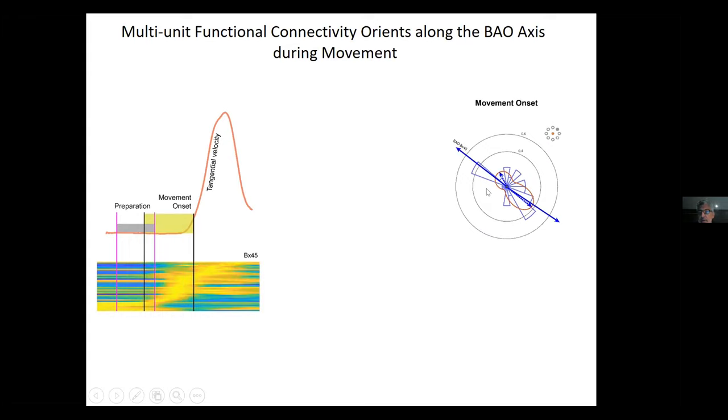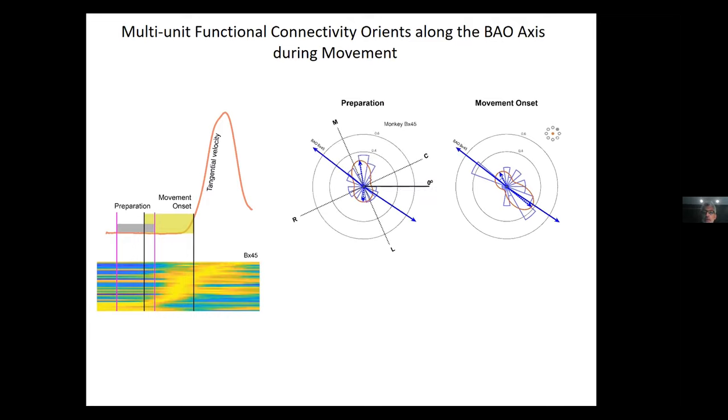You can see they're oriented along an axis which matches nearly perfectly the beta attenuation axis that we measured with the local field potentials. That's shown in the blue arrow. The dotted arrows represent the two modes of functional connections based on multi-unit activity.